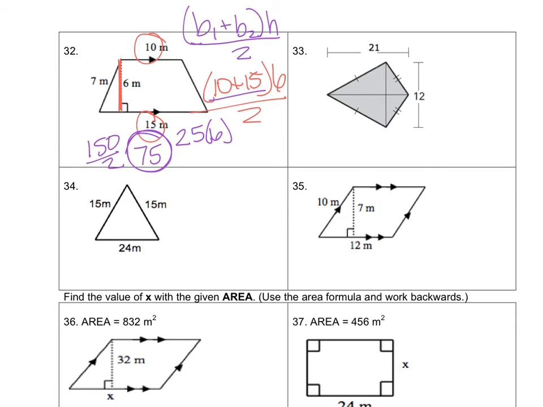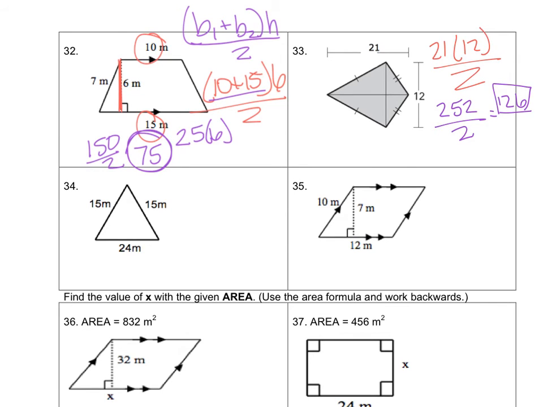Okay, on number 33, you have a kite again. This is giving you the lengths of the diagonals. So the area formula is just D1 times D2 divided by 2. Multiply these two numbers first and then divide by 2. You're just following a formula. So 21 times 12 is 252. Divide by 2 is 126. And that's the area for that one.